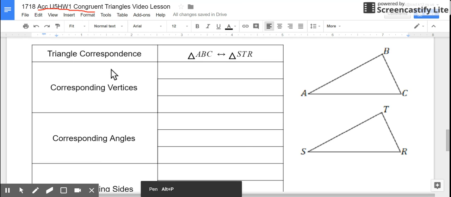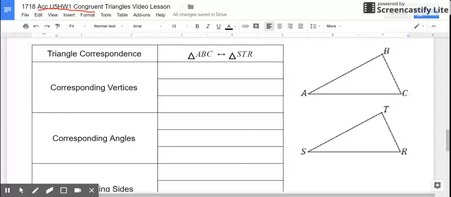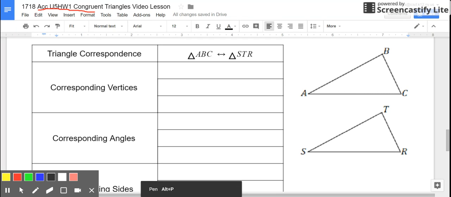If you take a look at our table, we're looking for corresponding vertices. These symbols up here mean that angle ABC corresponds to angle STR, which means that they're either congruent or similar. Now, I can tell you by looking at these pictures right now, and because I'm giving you this information, that these triangles are congruent. Now, we don't necessarily know that mathematically. I'm telling you that as your teacher right now. We'll be talking about how to figure out if triangles are congruent later, but for now, let's just talk about corresponding parts.